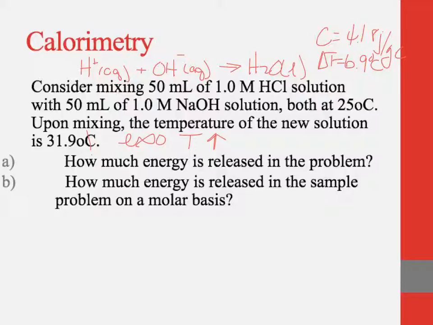And what else do we know? We know that the total volume is 100 milliliters. So V equals 100 mils. Therefore, the total mass is 100 grams, because 1 mil equals 1 gram.